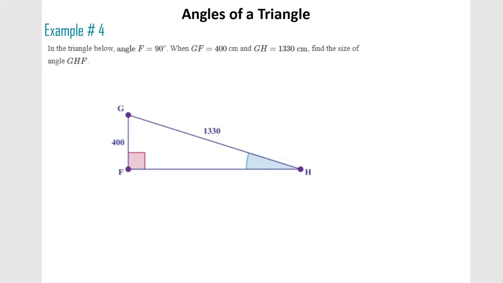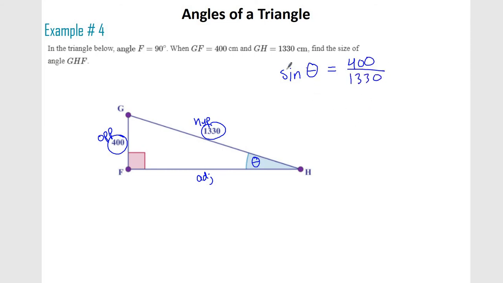Okay, so now using a trig function going in reverse, so finding the angle. So here we've got our triangle set up. So we want to find the size of angle GHF. So let me go ahead and label that angle theta. So that means this one next to it is the adjacent. One across from the 90 is the hypotenuse. The one across from it is the opposite. Well, the numbers we have are opposite and hypotenuse. So opposite hypotenuse means sine of theta is equal to 400 over 1330.